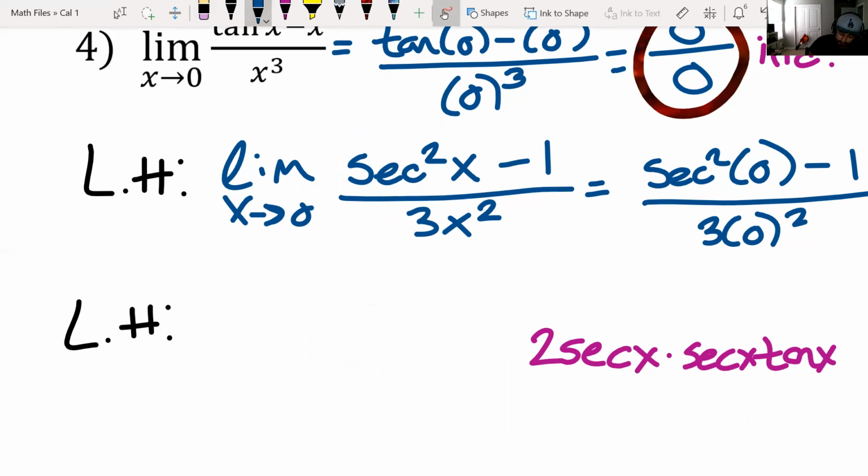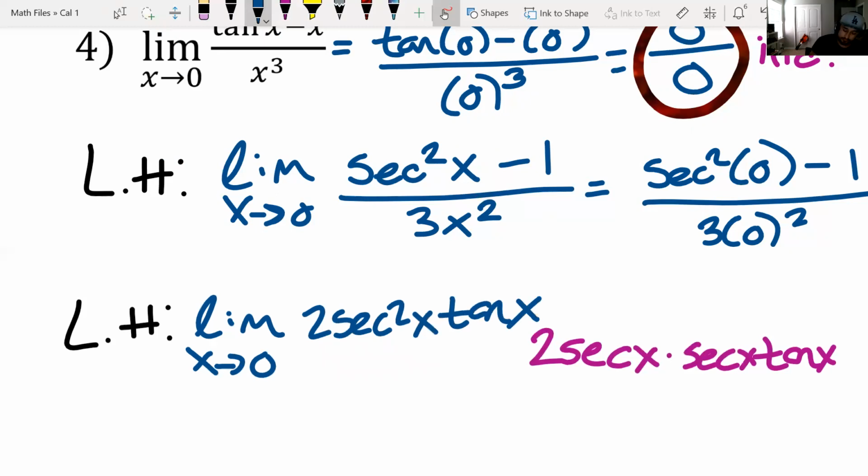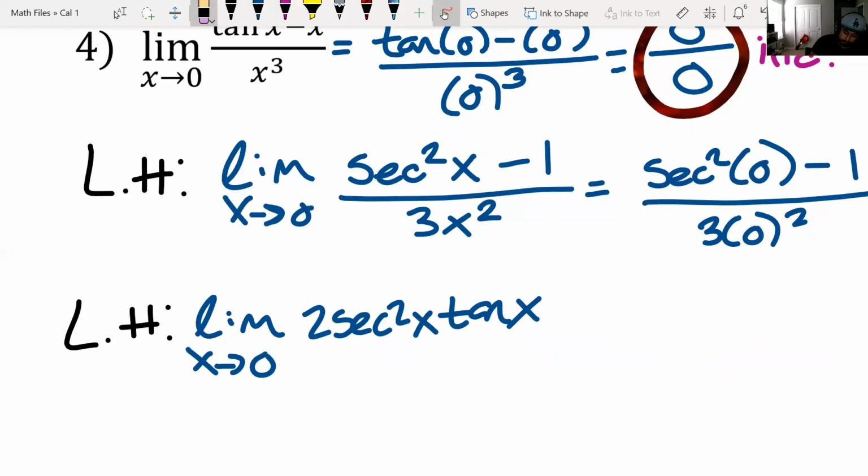So when we do this again, you get the limit as x approaches 0 of 2 secant squared x tangent x all over 6x. Right? That's what that becomes. Okay, now what we do with this is you can plug in 0 now, but the whole thing will 0 out. So now we want to see, can we fix this by limit properties, by trig limit identities that we've done before? And the answer is yes.